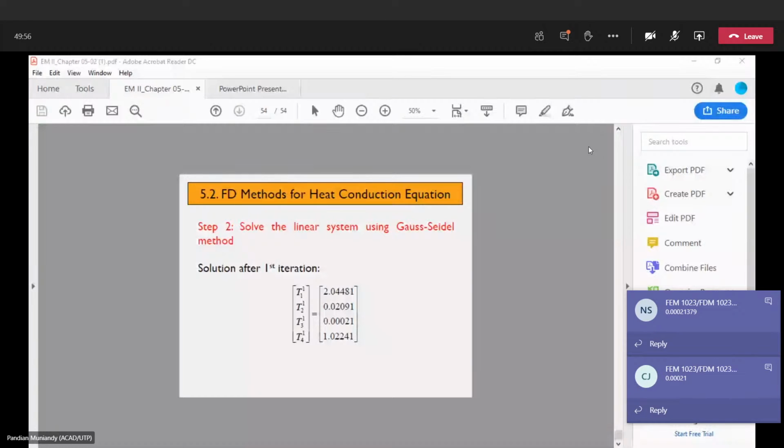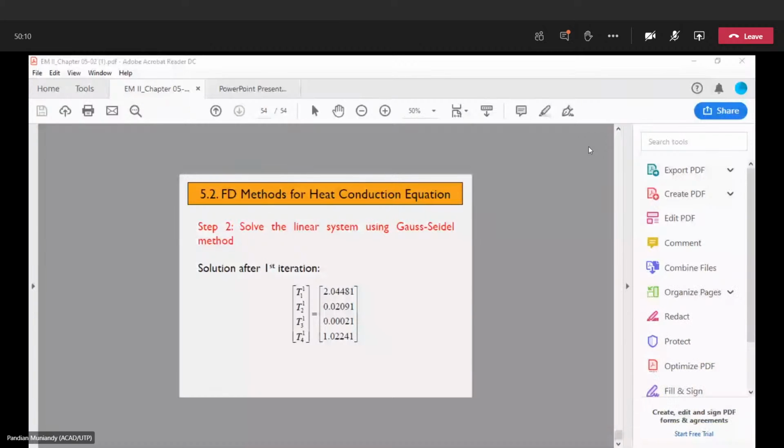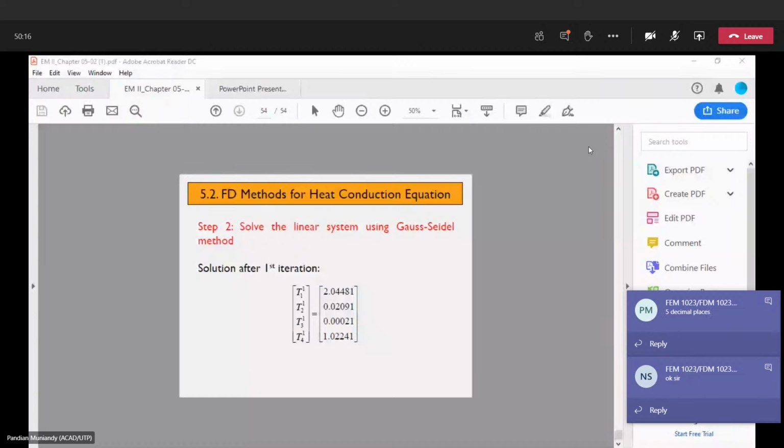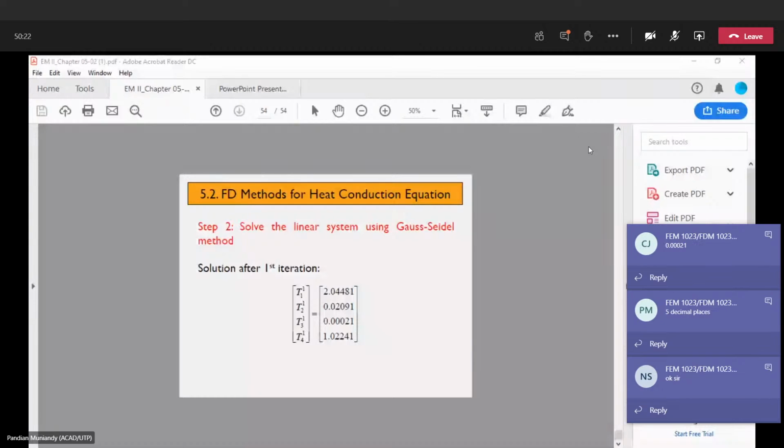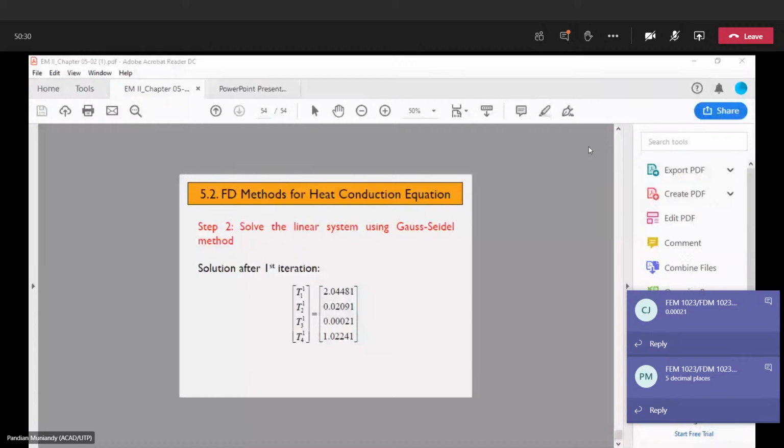Zero point 0.00021, yeah, 5 decimal places. Yeah, that is correct. Five decimal places. If you can go more than 5, it is okay. Yeah, we take 0.00021. Okay. So the answer is T13 equals 0.00021.